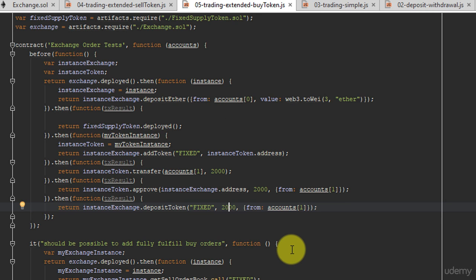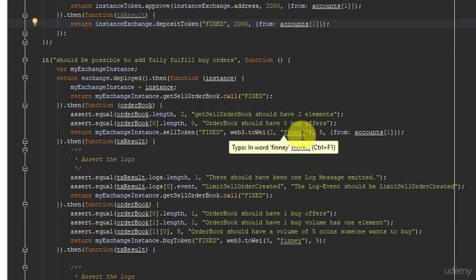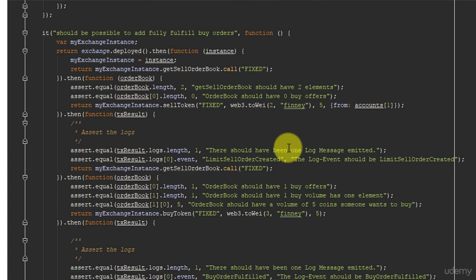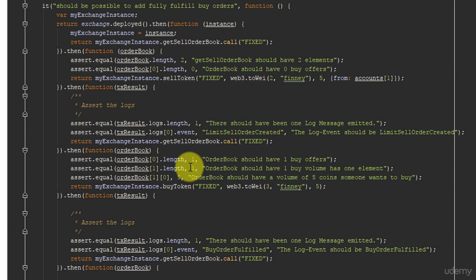Now we try to trade a little bit. First we try to sell 5 fixed tokens for 2 Fini from our second account. There is absolutely no offer yet, and this will be our first offer. In this case, our sell order book will have one entry. First we are checking the events, and then we are calling the sell order book, and it should have one sell offer now. It's a sell offer, it's not a buy offer.